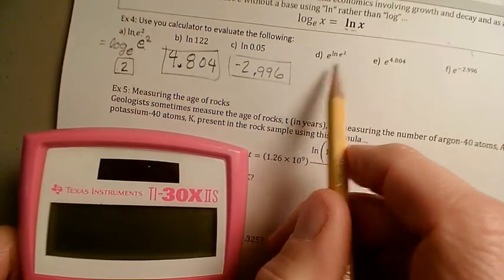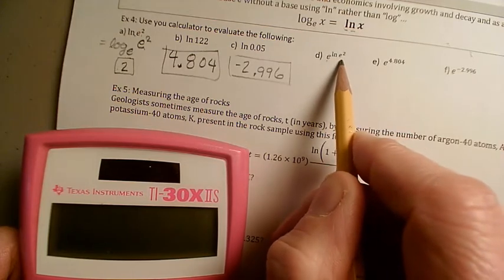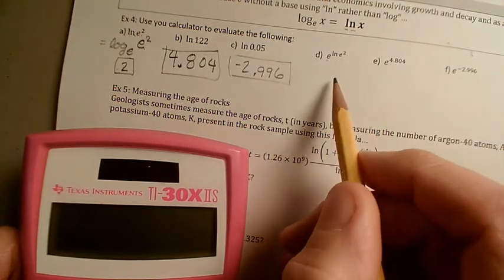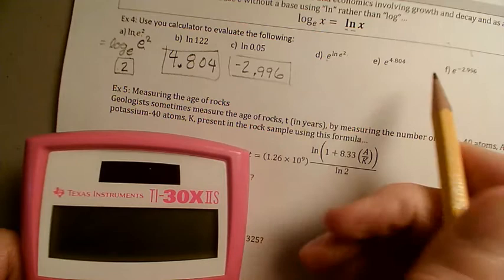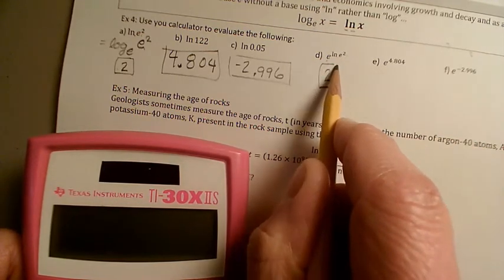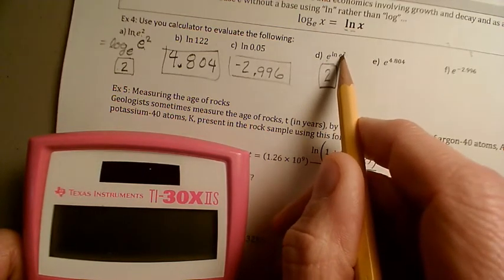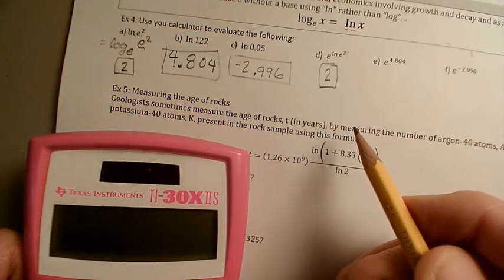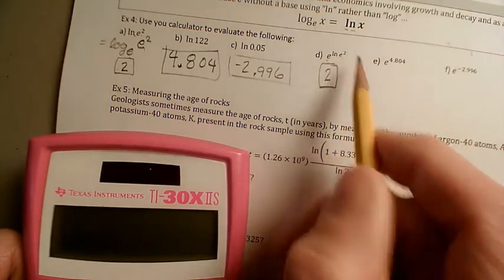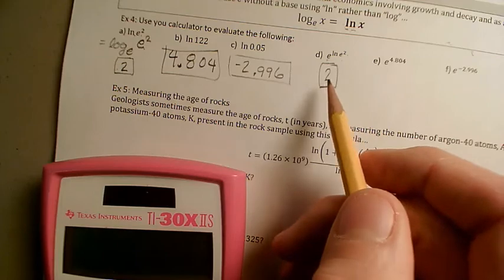What would this one be? e raised to the natural log base e of e squared. What would that be equal to? Again, that's just using our rules that we learned before. That should be equal to, when these are the same, it's just equal to the exponent on that e. So we know that that's just going to be equal to 2.